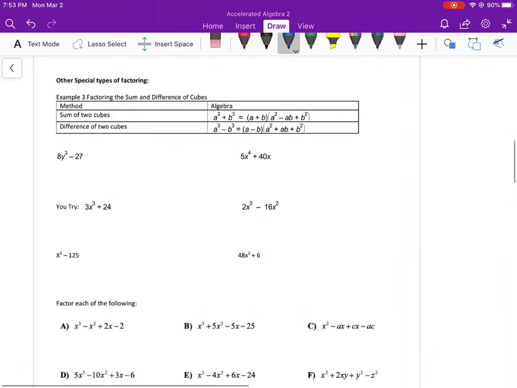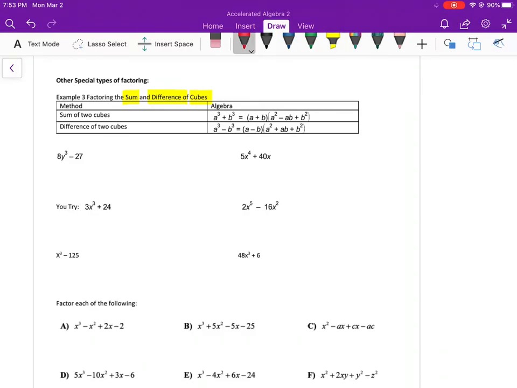All right, our last type of factoring for today is another special type of factoring, the sum and difference of cubes. Notice we're talking about cubes. And also, it's like the difference of squares, except we're saying it also works for the sum as well. And they have these 2 fancy little formulas that I'm going to help you memorize in a second.